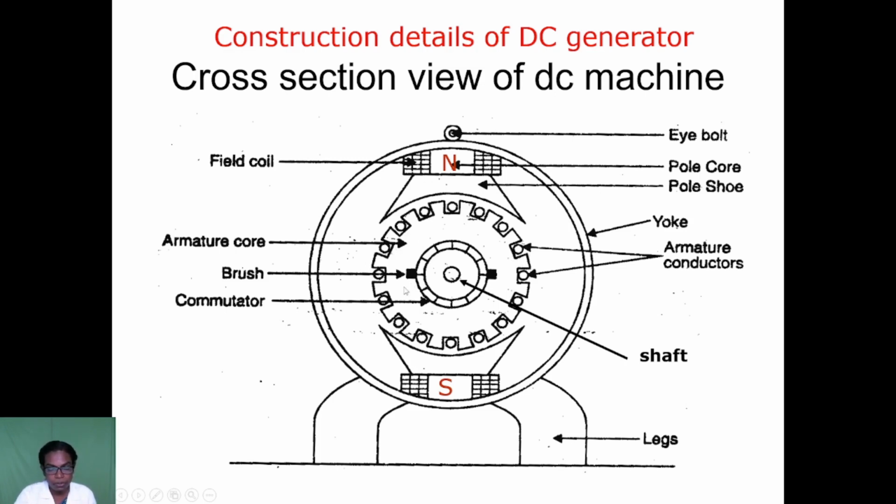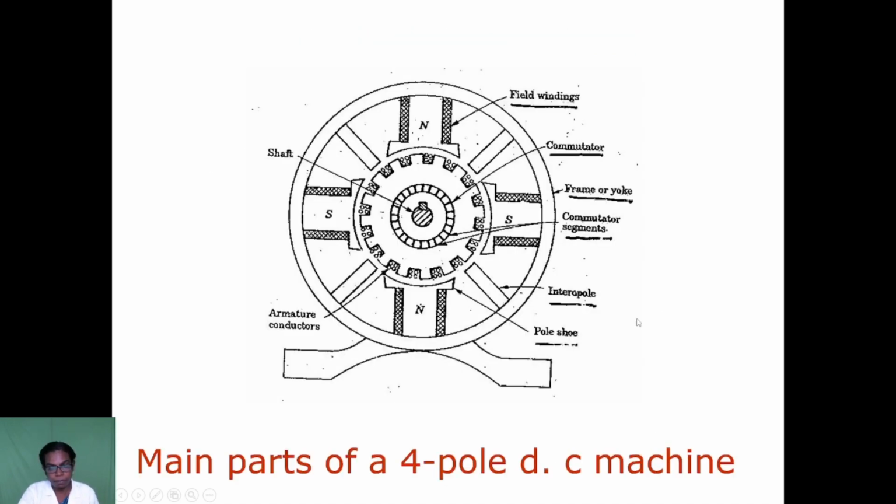Then the brush, which is placed at the end of the DC machine to collect the current, and the commutator, which is for reversal of the current, positive and negative. Then the shaft, the center part, from which we take the current. And this is also the main part of the four-pole DC machine.